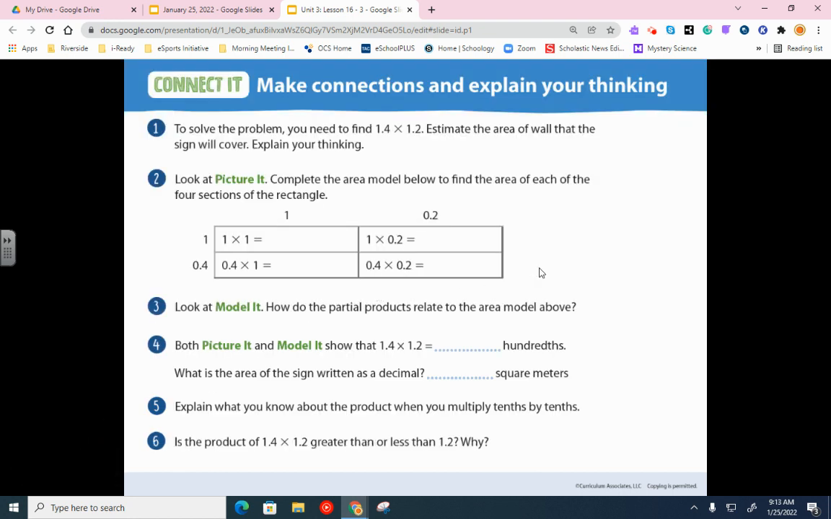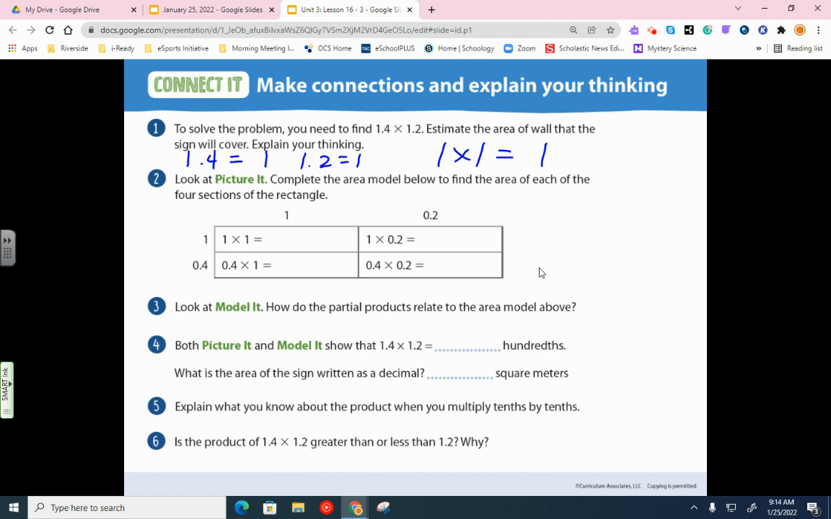All right, to solve the problem, you need to find 1 4/10 times 1 2/10. Estimate the area of the wall that the sign will cover. So estimating, especially with decimals, might involve some rounding. I know 1.4 rounds to 1, and 1.2 rounds to 1. So if we do 1 times 1, our answer is going to be near 1. And we know after doing the example on the first page that we ended up with 1 68/100 meters. So we're close.